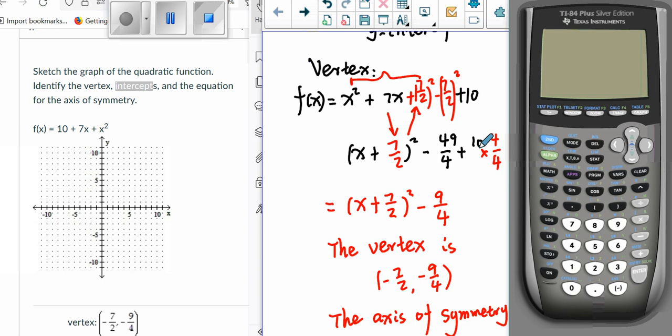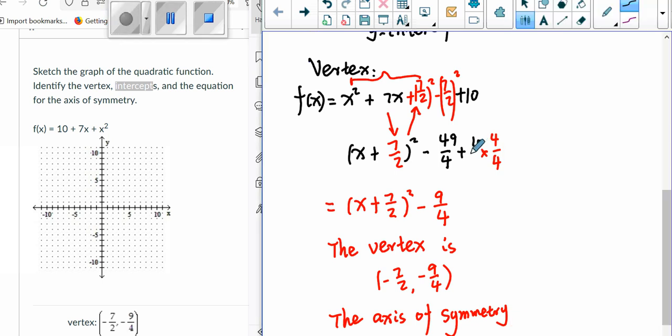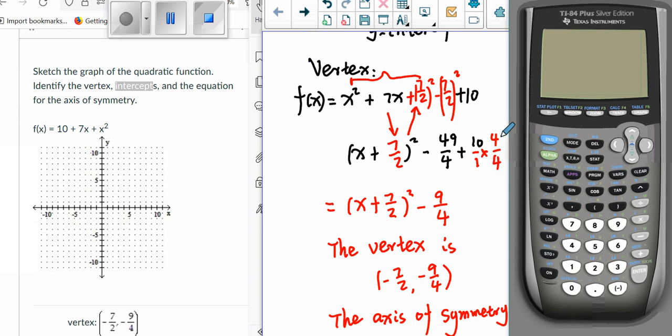Again, how to add an integer with a fraction? 10 is 10 over 1, right? If you want to write it that way, you put a 1 here. So then we multiply numerator and denominator by 4: 4 times 10 is positive 40. And here is negative 49, so you have a negative 9. Downstairs is still 4. You have changed the expression into this form. Then we know the lowest point will be at negative 7 over 2 and negative 9 over 4.